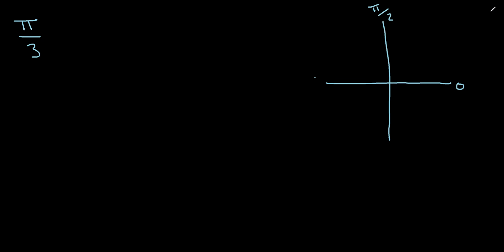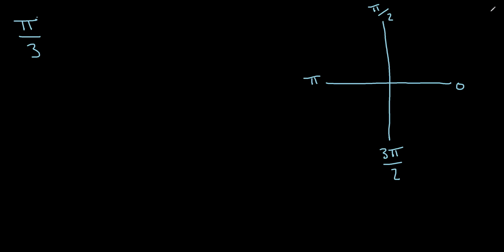In this video, we'll talk about how to find coterminal angles in radians. So let's say we have the angle pi over 3, and let's say we want to find a coterminal angle to this particular angle. Well, if we think about the unit circle, let's just draw that real quick. This is 0, this is pi over 2, this is pi, and this is 3 pi over 2.